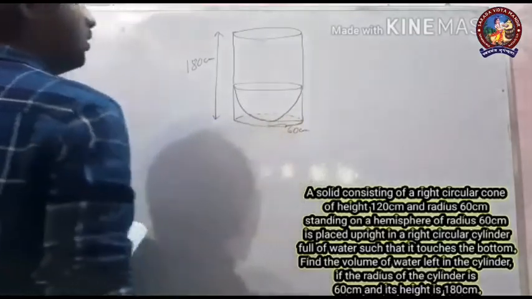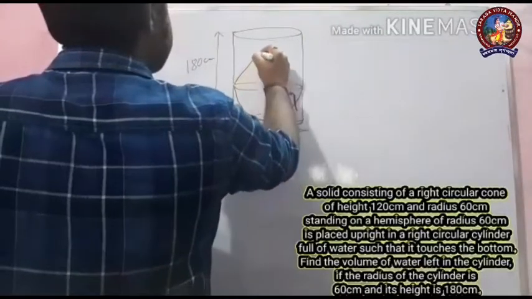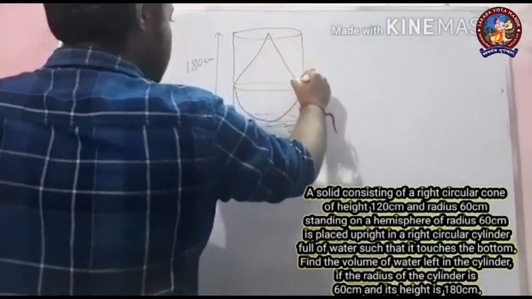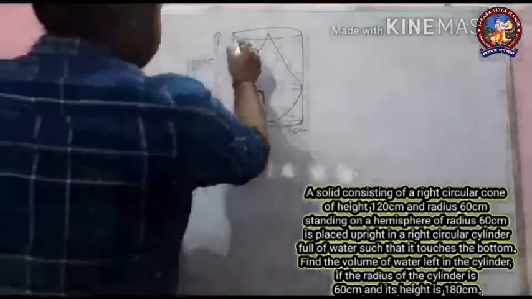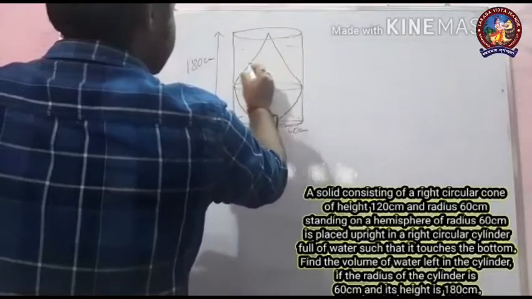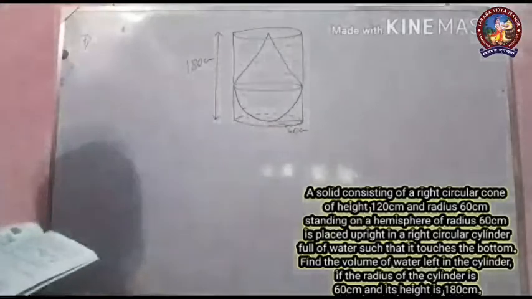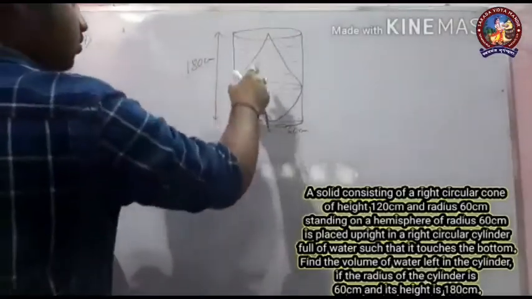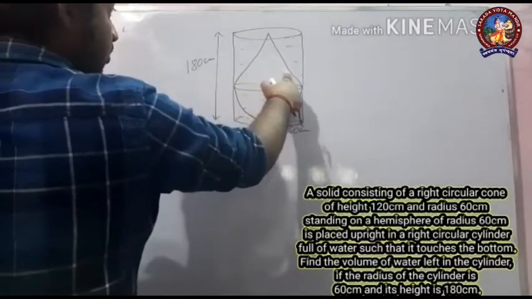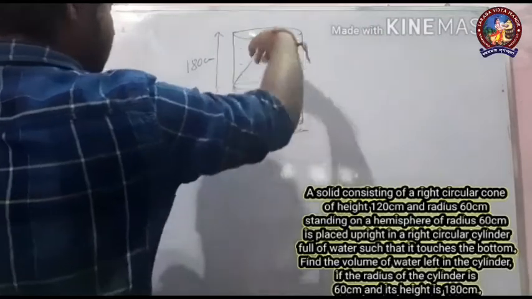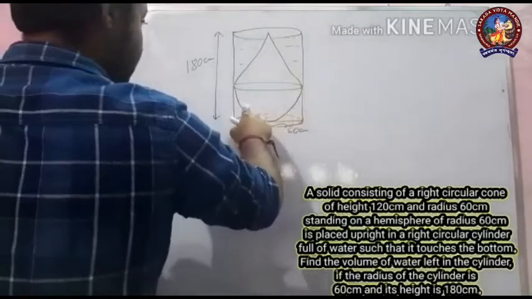Okay, now on this hemisphere they have placed a cone. This cylinder was initially filled with water. When I place the hemisphere and the cone, a certain volume of water will flow out from this cylindrical vessel.